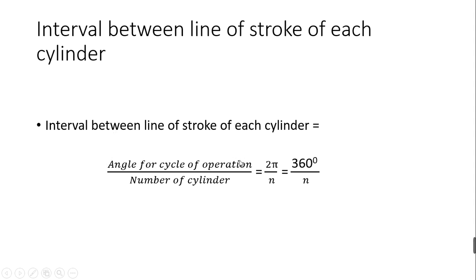The angle for cycle of operation is 2π, and 2π divided by n, where n is the number of cylinders. Then you get this equation to find the interval between lines of stroke. If it is a three-cylinder engine, then 360 divided by 3 is equal to 120 degrees. So 120 degrees is the angle between lines of stroke for a three-cylinder radial engine.